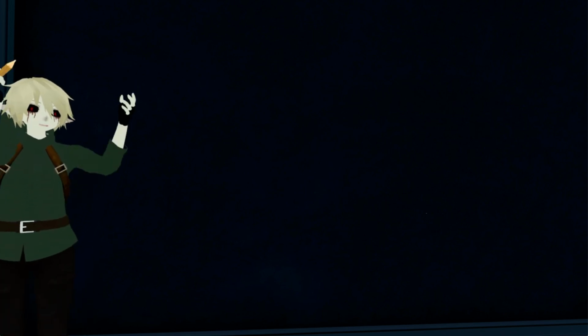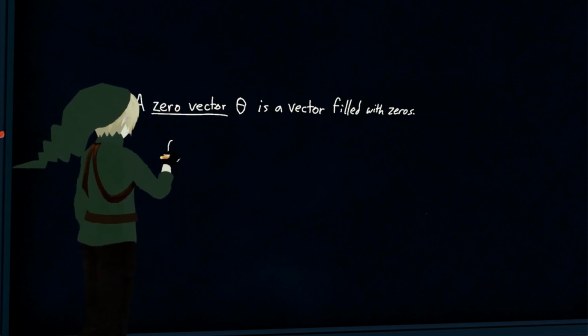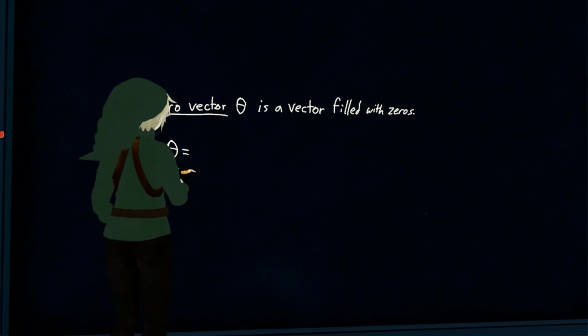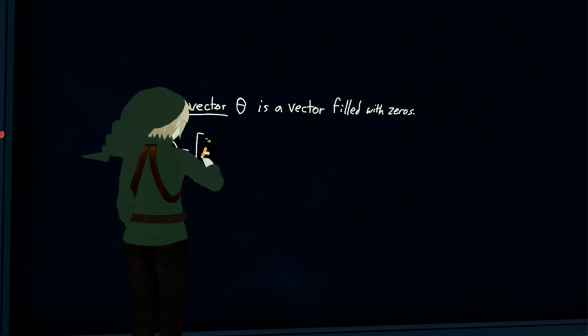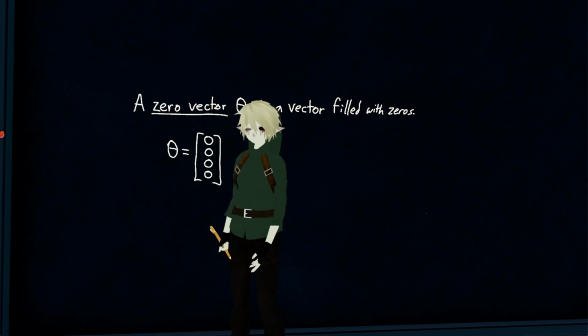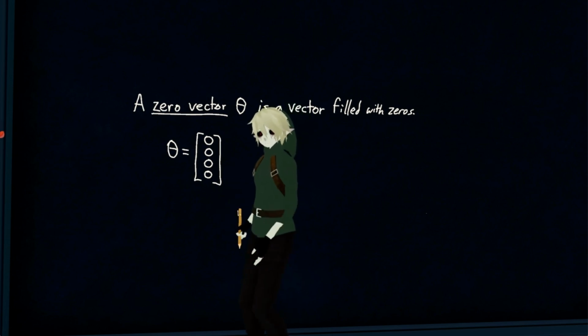Okay, remember how we have 0 matrices? We have a 0 vector as well. The way we write it is theta. So let me define a 0 vector. A 0 vector, literally, is exactly what you think, right? It's just like a 0 matrix. It's just a 0 vector with 4 components.